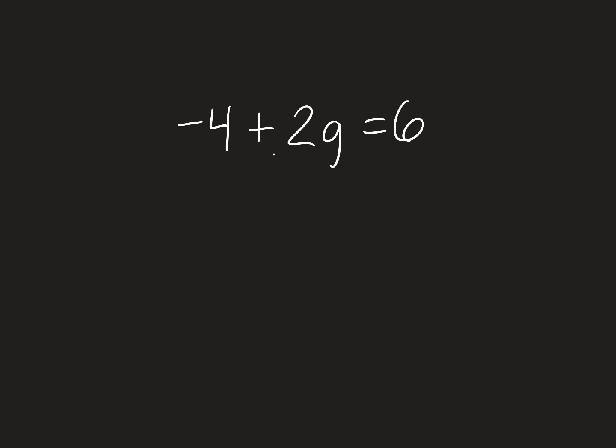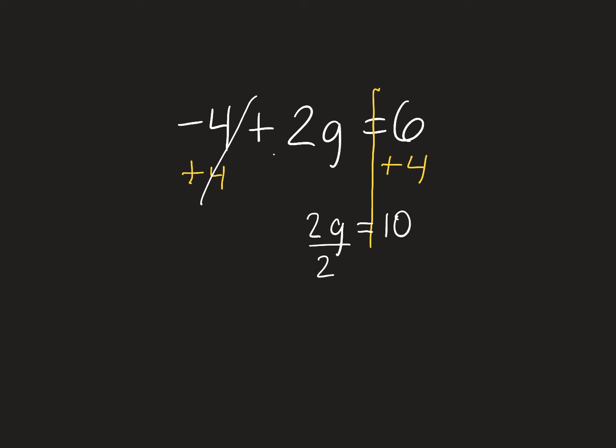Another problem we could see is when things are reversed a little bit. So some people are able to still work with this right as it is. They put their line down the middle and they see that the opposite of subtracting 4 would be adding 4 to both sides. When you do that, you can cancel this out and you're left with 2g equals 10. Then you can divide both sides by 2 and you'll have your g equals 5.